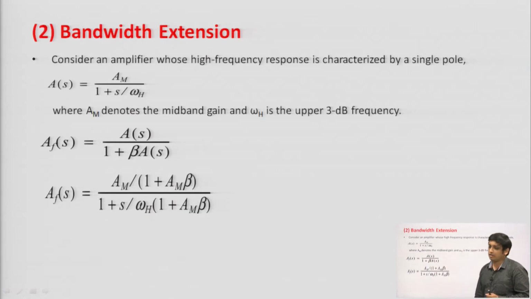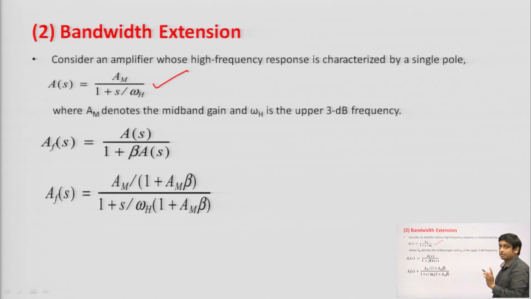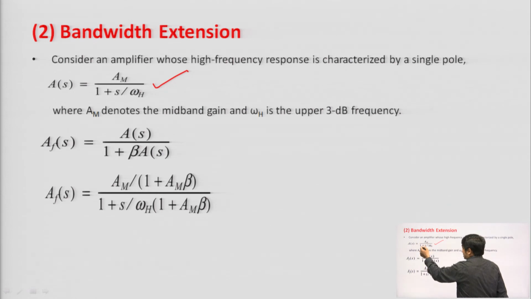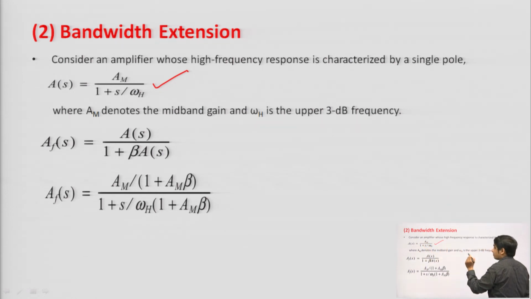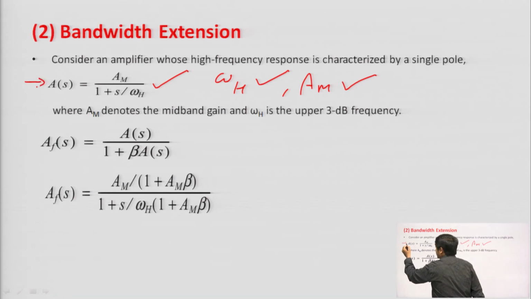Now, next is bandwidth extension. Negative feedback extends the bandwidth. To understand it, see A(s), that is the gain without feedback, AM upon 1 plus s upon omega h. This I had discussed in the last class, where we derived this expression AM upon 1 plus s upon omega h. Omega h is your upper 3 dB frequency, AM is your midband gain. This A(s) is the gain without feedback.